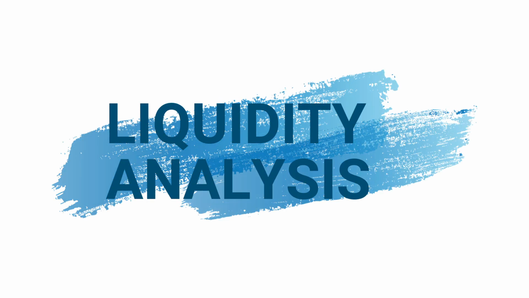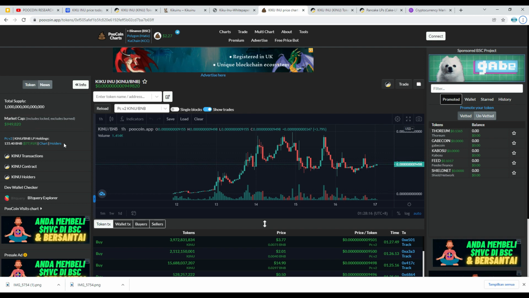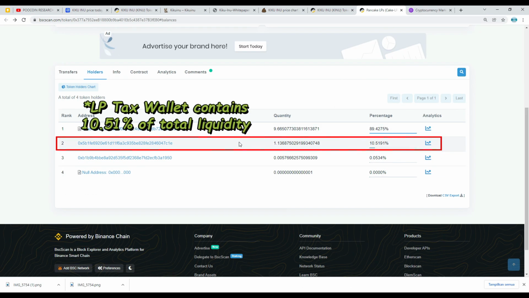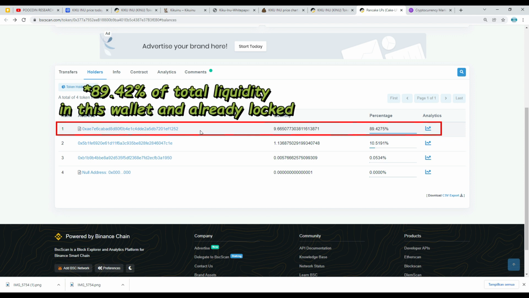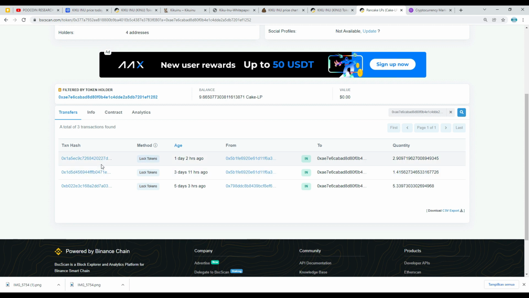The last, liquidity analysis. Current market cap, $940,000. Availability of liquidity, 155 BNB. The liquidity tax wallet currently has 10% of total liquidity. It should have started to be locked by the developer. 89.4% of the total liquidity is in this wallet and it is locked. Let's check, how long have they been locked up? There are 3 phases of locking, let me explain.